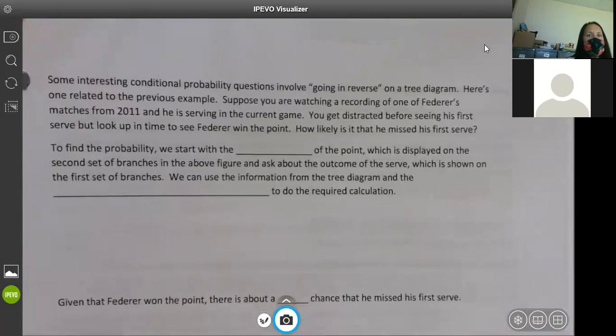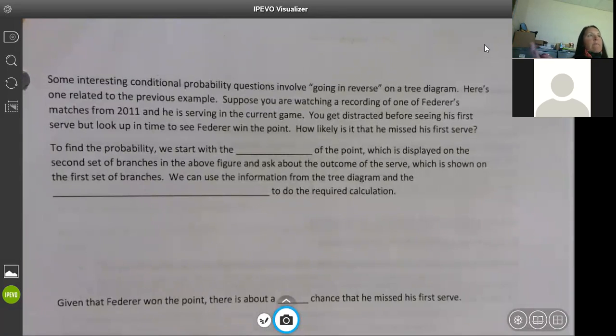All right, some interesting conditional probability questions involving going in reverse on a tree diagram. Here's one related to the previous example. Suppose you're watching a recording of one of Federer's matches from 2011 and he's serving in the current game. You get distracted before seeing his first serve, but look up in time to see Federer win the point. How likely is it that he missed his first serve?